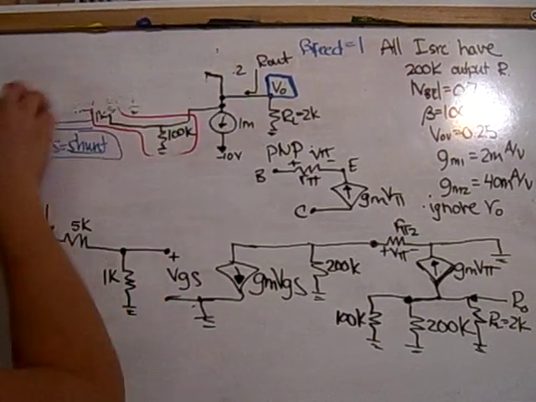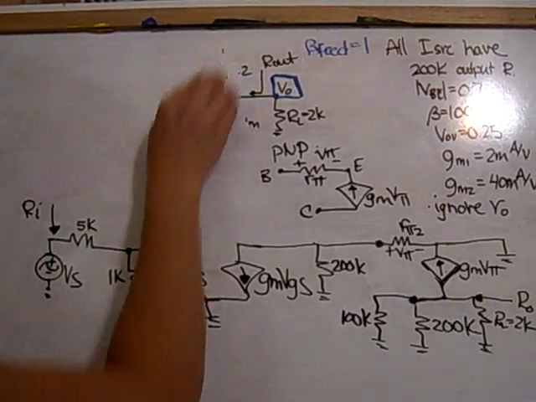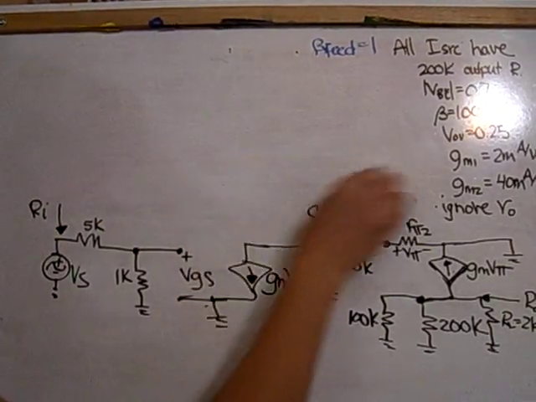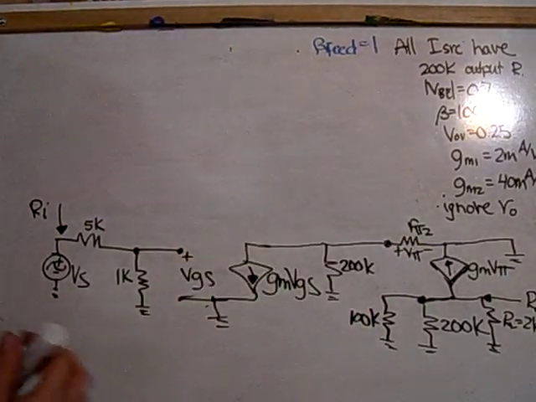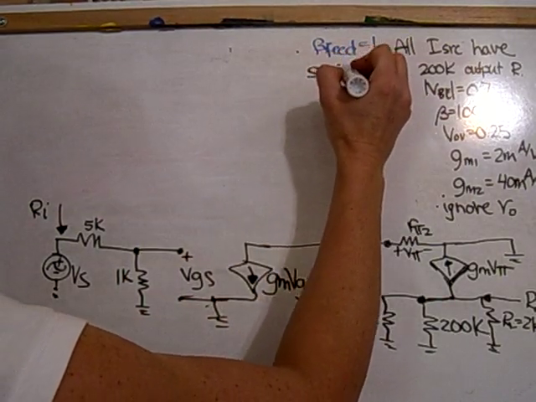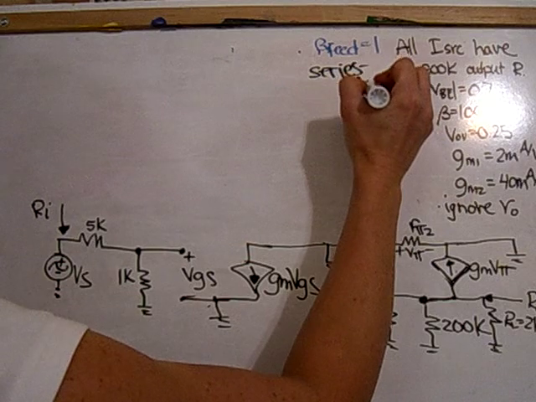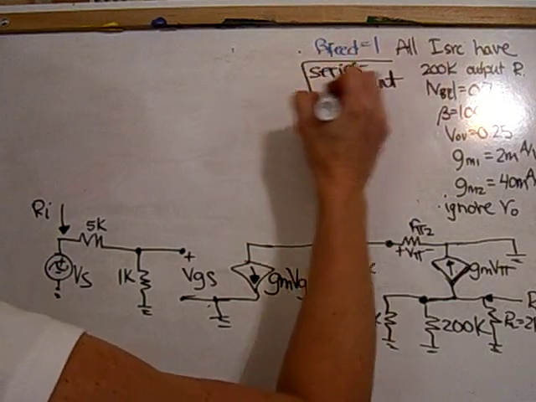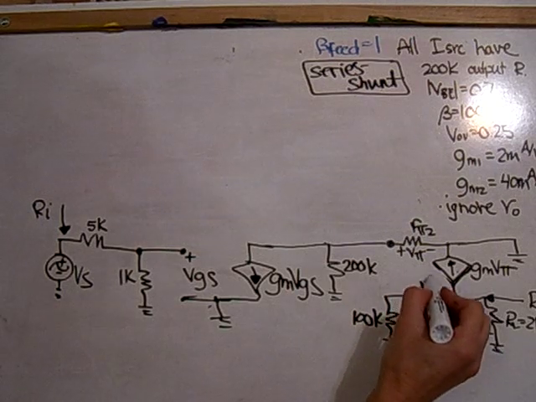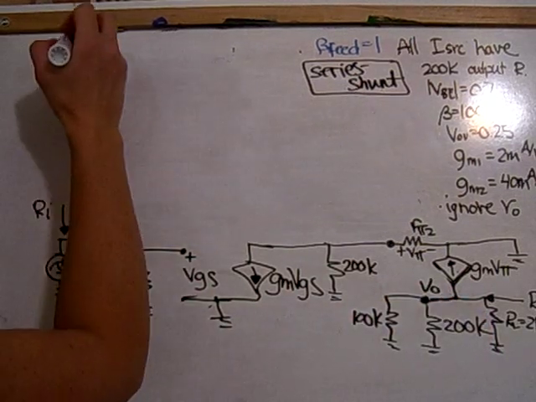So now that I have my small signal, I need to get 3 pieces of information from this. I need, right here, SeriesShunt. I need to get A, which in this case will be V naught over Vs.